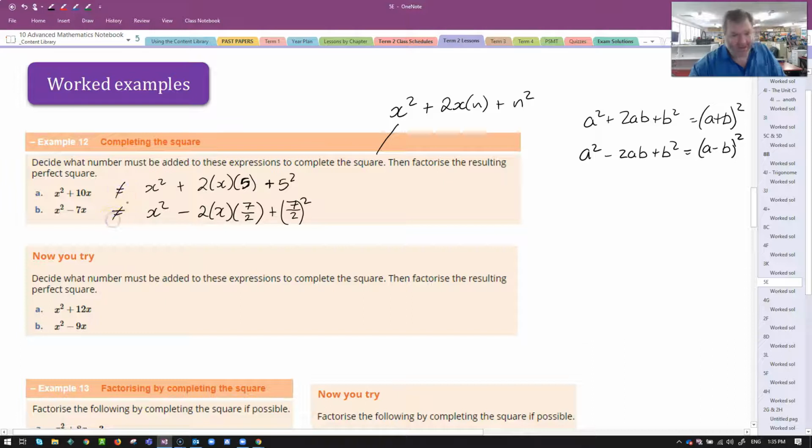I wanted to make it clear, though, they're not actually equivalent statements, are they? They're not equal to each other, so I better just write does not equal. But we can identify what were the terms that we needed to add on. 25 and 49 over 4.